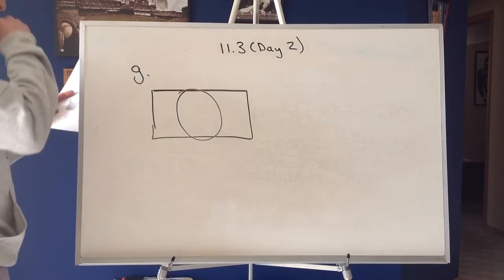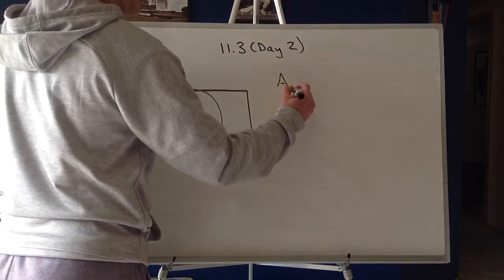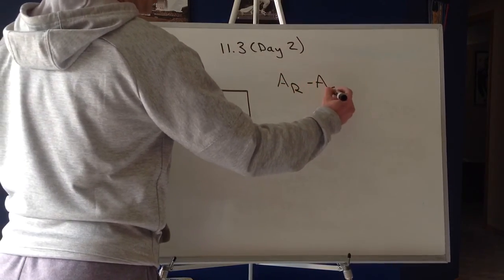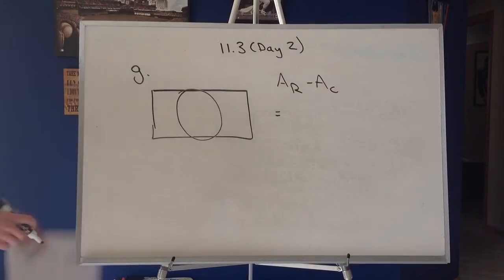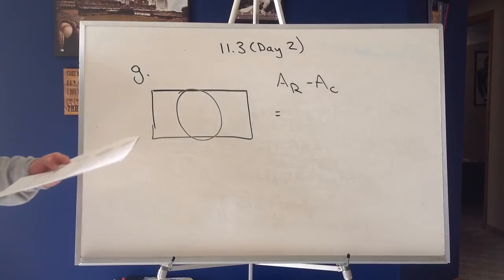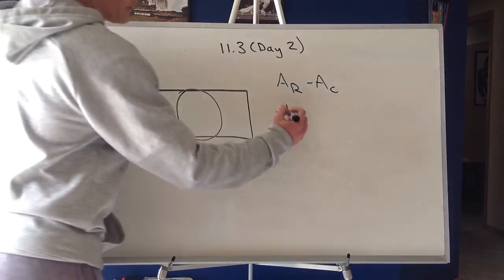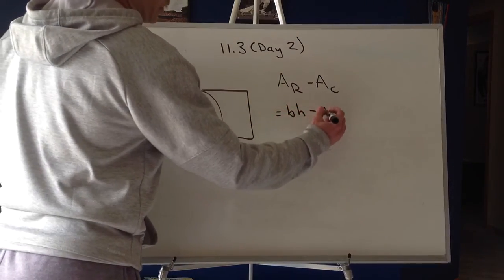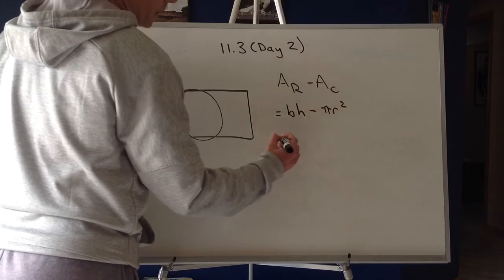Okay, so for this one, your big shape is going to be the rectangle, and your little shape is going to be the circle. Okay, so we'll take the area of the rectangle, which would be base times height, and the area of your circle would be pi r squared.